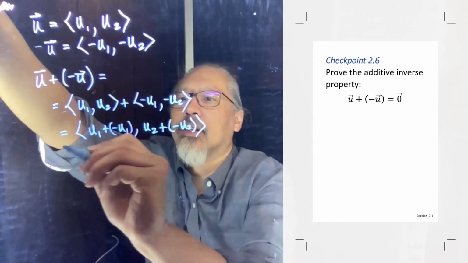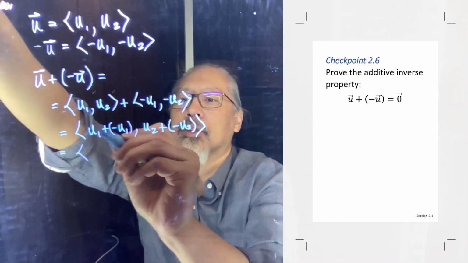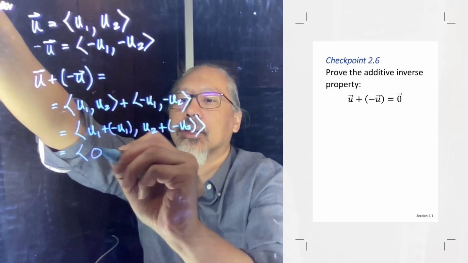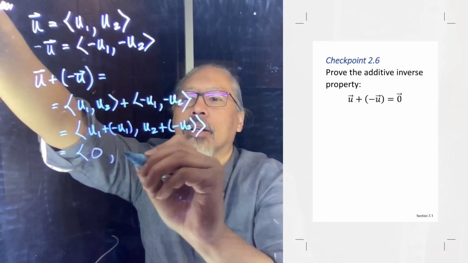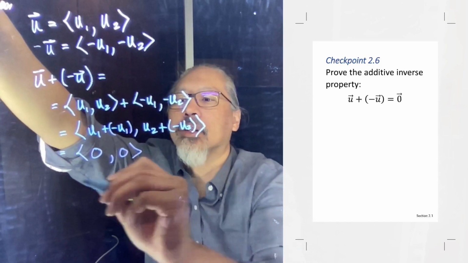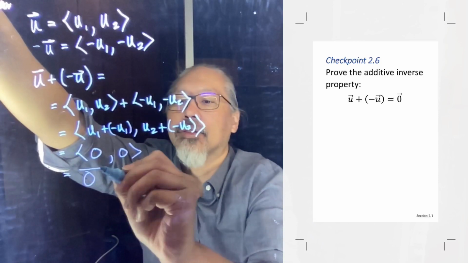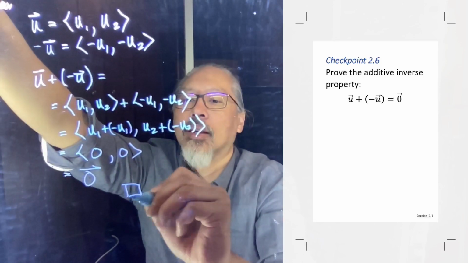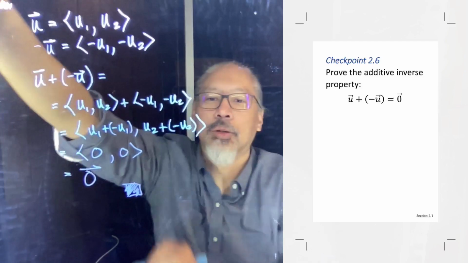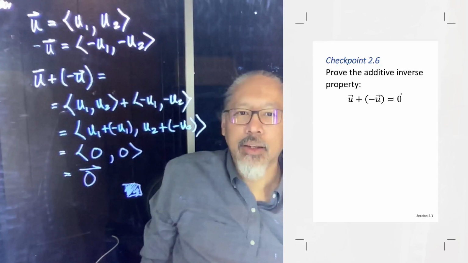All right, let's finish this. This is going to be u1 minus u1. It's going to give us 0. u2 minus u2 is going to give us 0. And this is going to be the 0 vector. Okay? And that completes our proof. And I hope that helps.